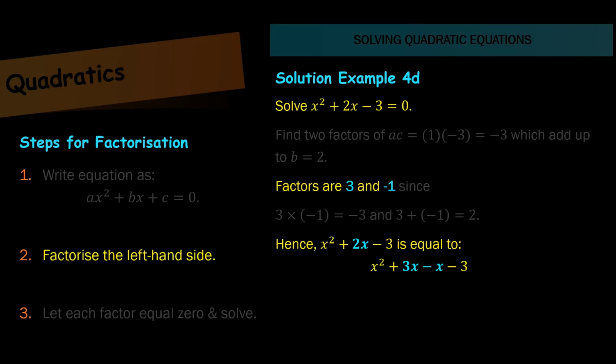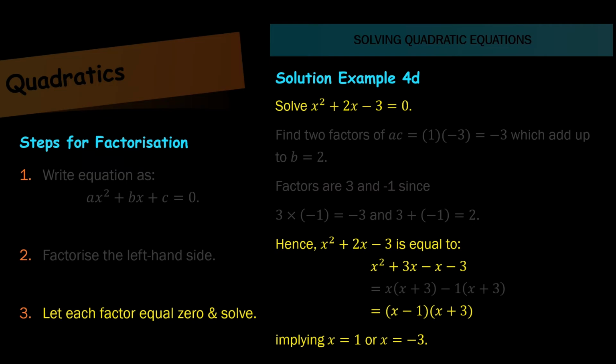And now we factorize the first two terms and the last two terms. The first two terms become x times x plus 3, and the last two terms become minus 1 times x plus 3. X plus 3 is common to both pairs, so we can factor this out, and x minus 1 is our other factor. This gives us that x equals 1 or x equals minus 3.